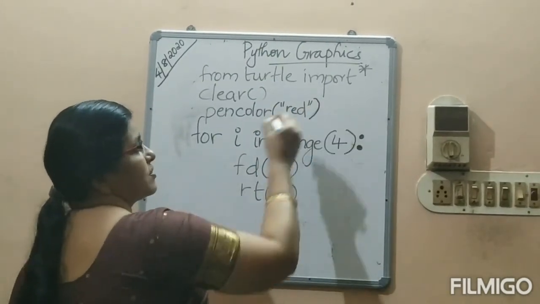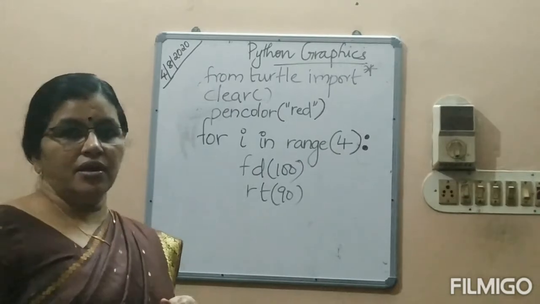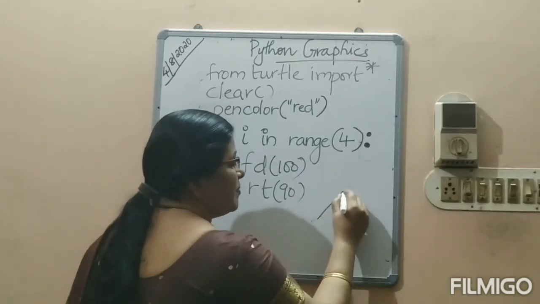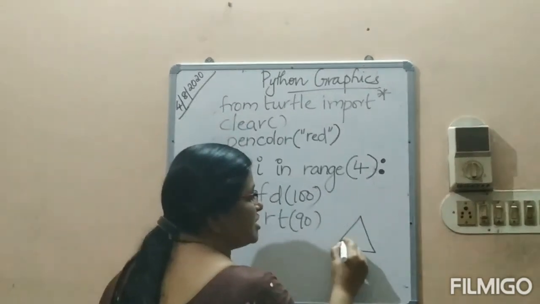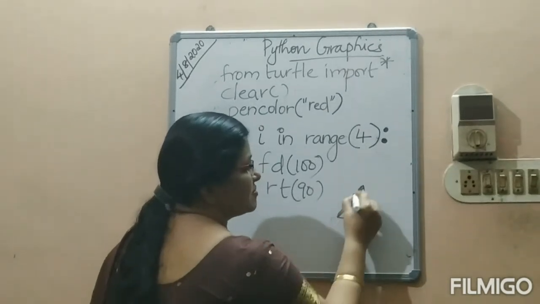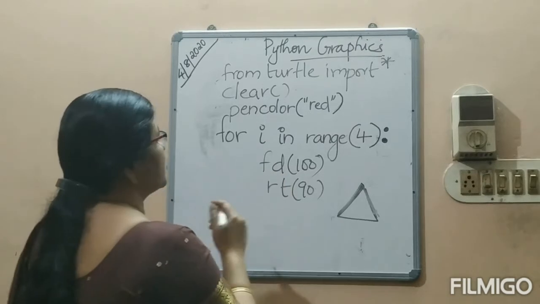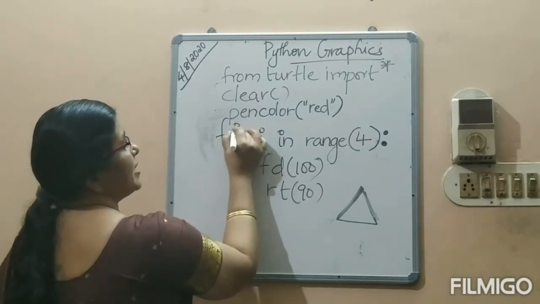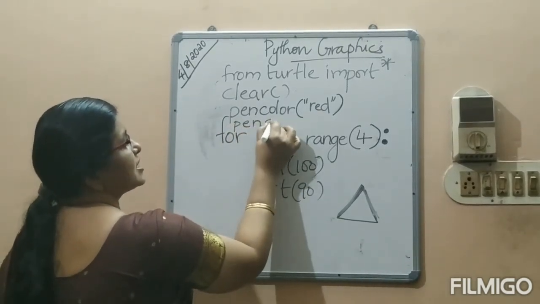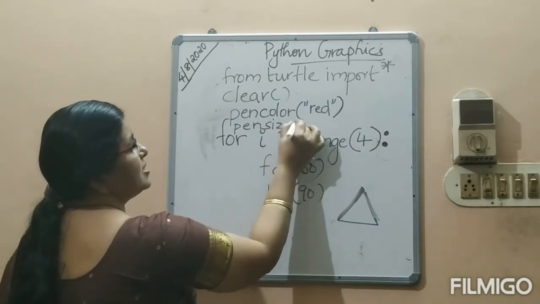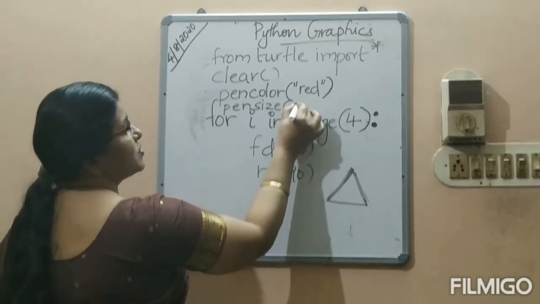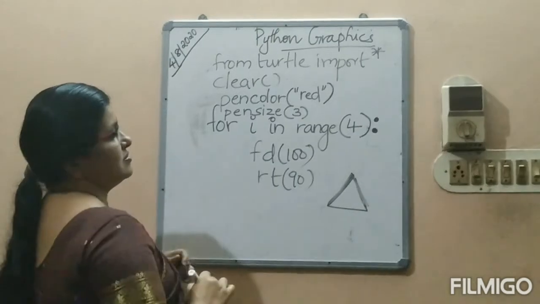Which color you want. Then, after drawing, if you want to change the thickness, the size of it, you have to give the command pen size. Inside the bracket, you have to give the size.